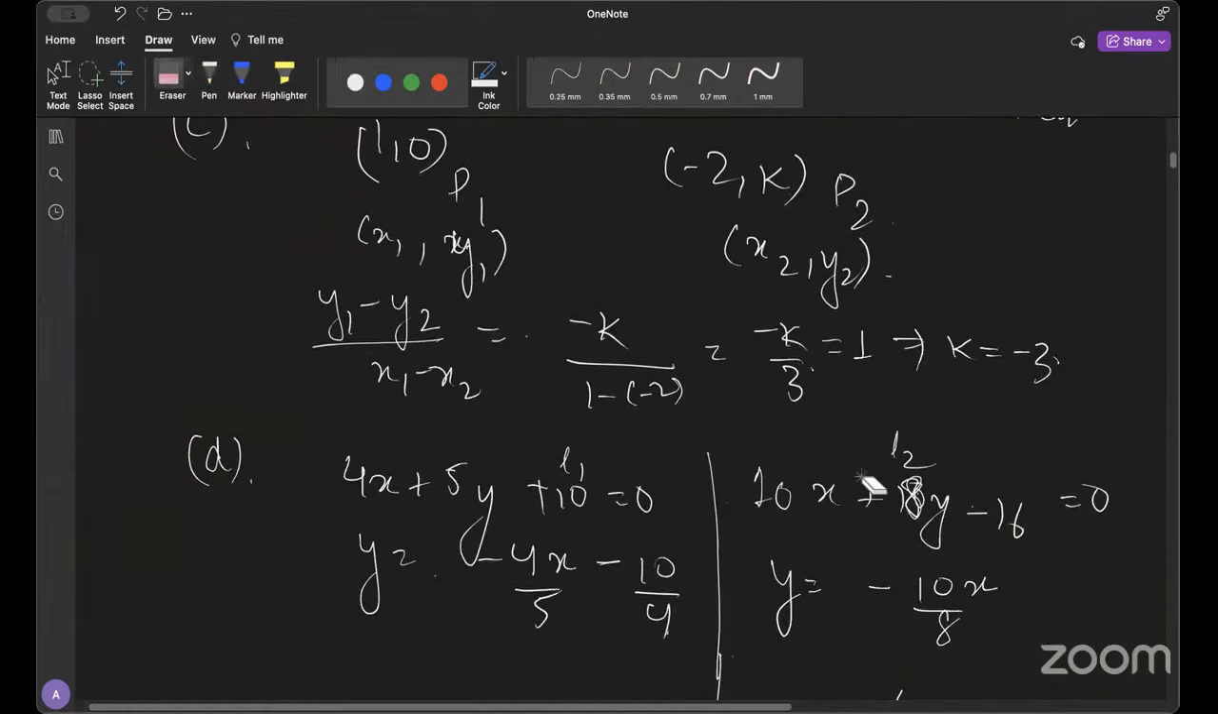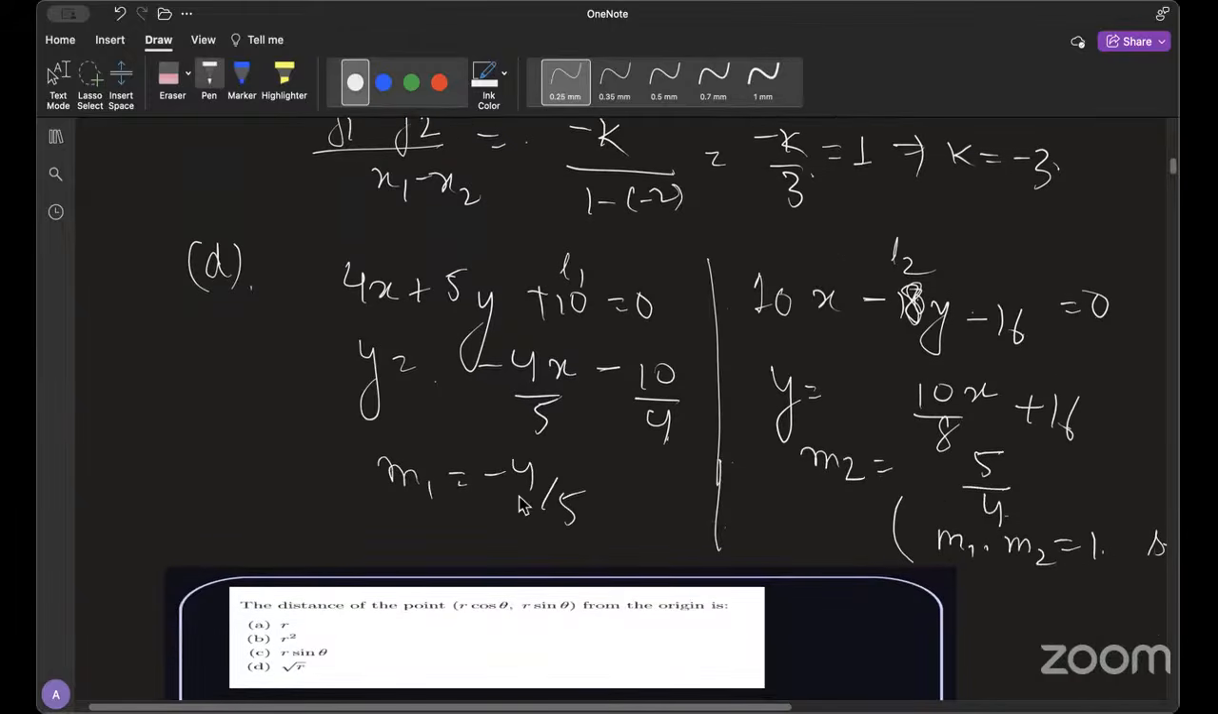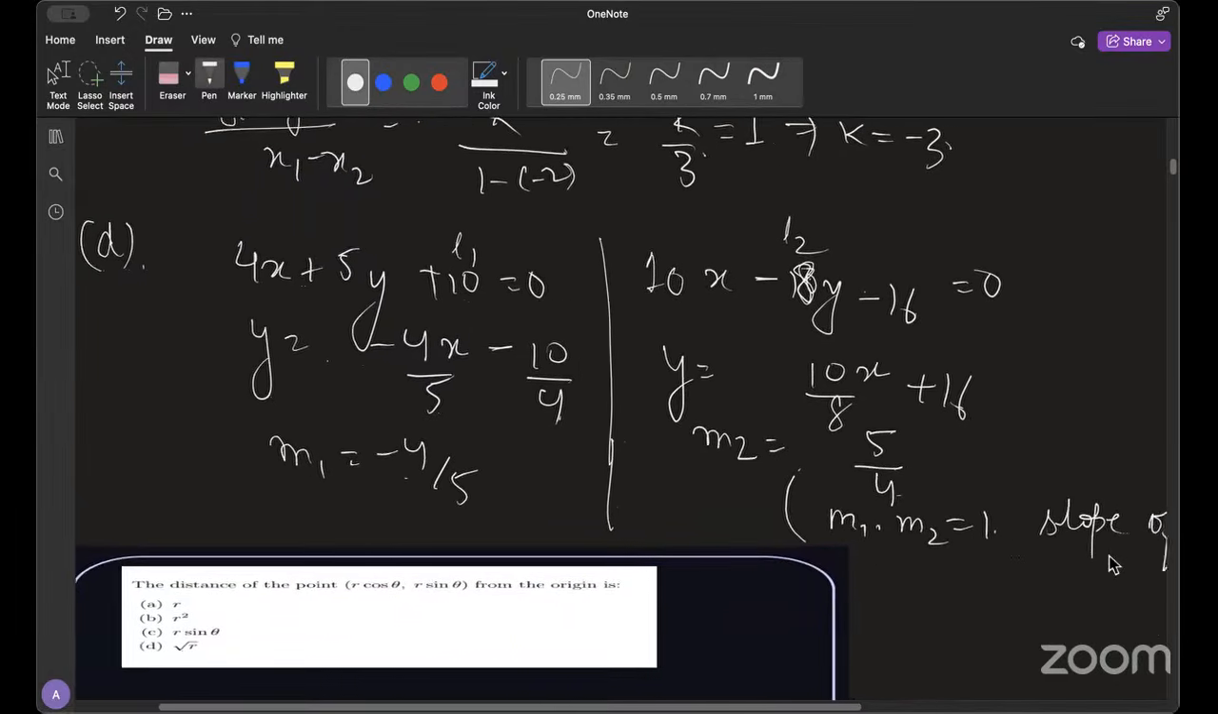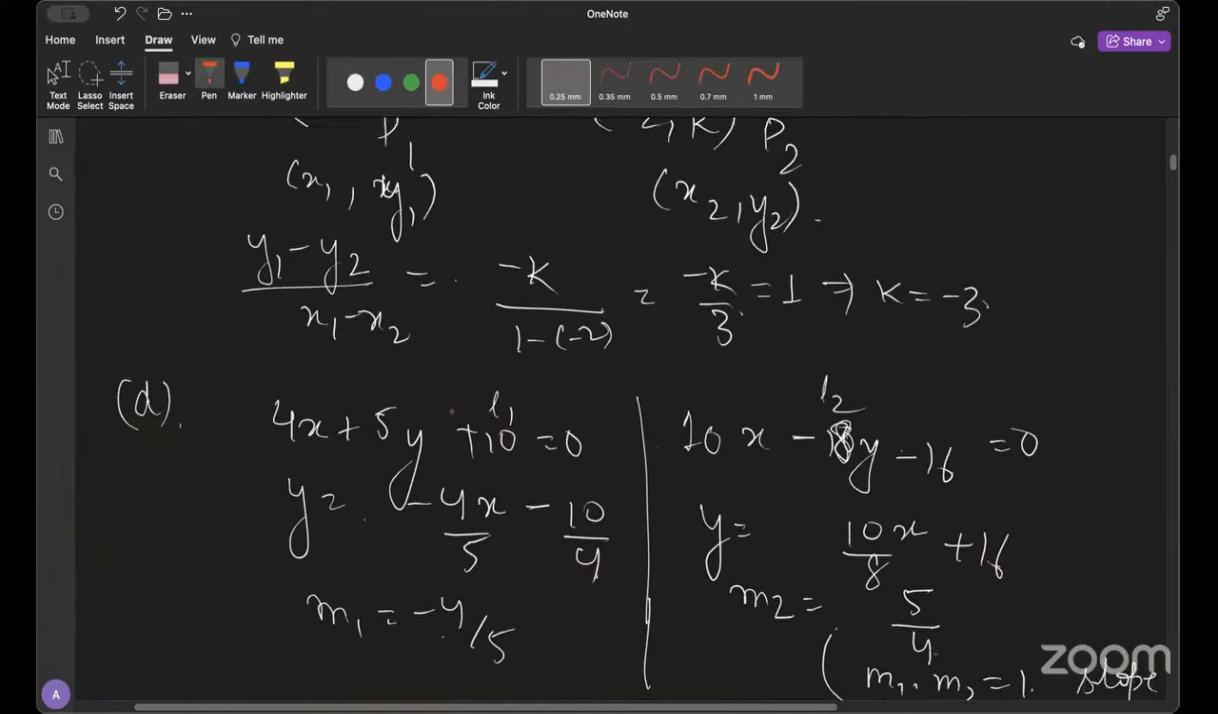We have a negative sign. So then this becomes 10x by 8 plus 16. So the slope from here is minus 4 by 5. And from here it is 10 by 8, which is the same as 5 by 4. And if you multiply these two numbers, M1 and M2, you will indeed get M1 into M2 equals minus 1. That means the lines are perpendicular. I think this option should be fine.